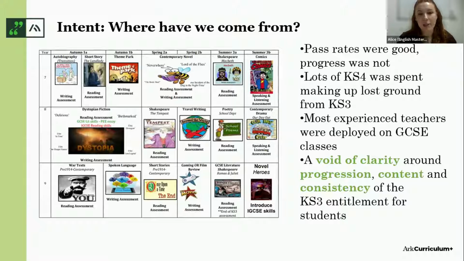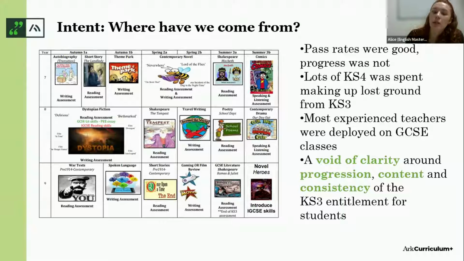In terms of intent, there's been a real journey, and I'm sure lots of you are familiar with this one, about where we originally started. This scheme of work was really familiar to me when I first joined teaching and was shown a 3-year map for Key Stage 3. Before 2014, pass rates were often good, so students were getting a C in the old GCSE grades, but progress was not. Students weren't making as much progress as we would hope, and lots of Key Stage 4 was spent making up for those lost years and that lost ground in Key Stage 3. This definitely happened at the schools that I worked at.